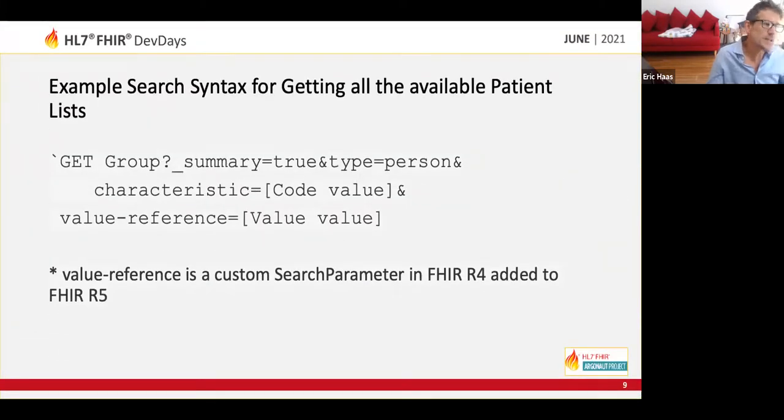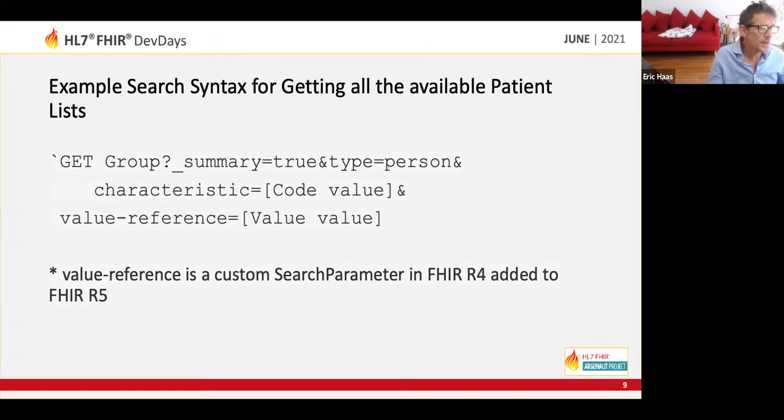Okay, so here's an example search syntax for getting all the available patient lists. And you can see it says get. It's a basic FHIR RESTful get. Get group, and you put summary. You sort the summary, and a couple other attributes there to limit it down to either all the lists or limited by characteristics.